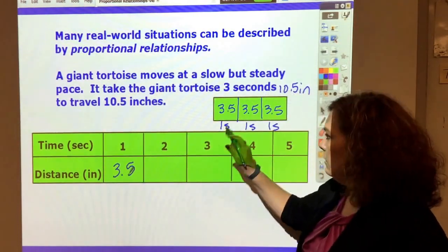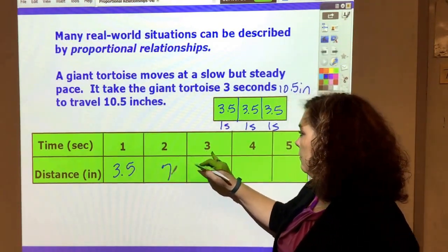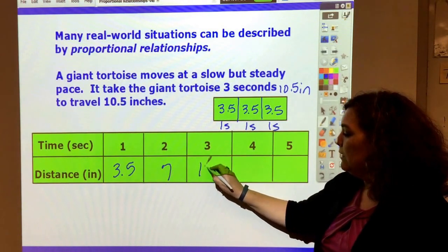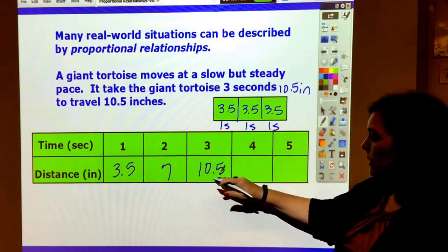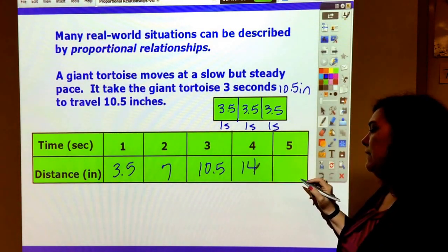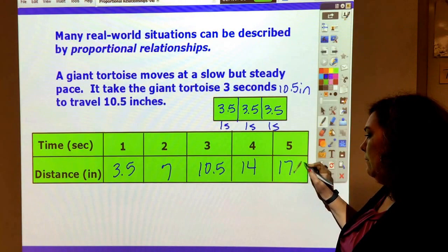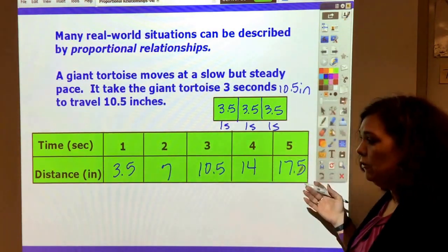And 2 seconds would be 3.5 twice, which is 7. And for 3, the situation gave us 10.5. Then we would add 3.5, and that would be 14. And we would add 3.5, and that would be 17.5. So this gives us a table of the information.